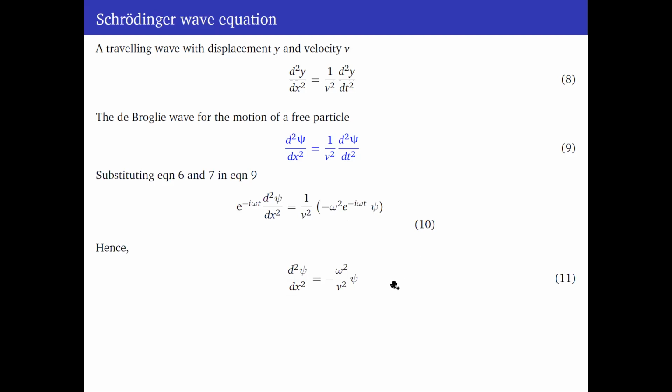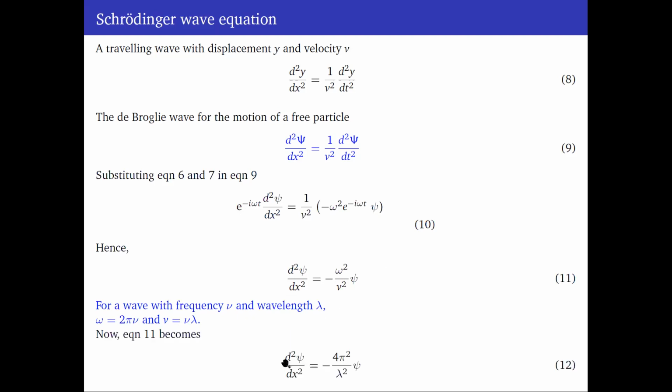Next, let me take the expression for omega and velocity. So omega is given as 2 pi into nu, nu being the frequency. Velocity is equal to product of frequency and wavelength, so v is equal to nu into lambda. Substituting for omega and v, I can write d square small psi by dx square as minus 4 pi square by lambda square into small psi.